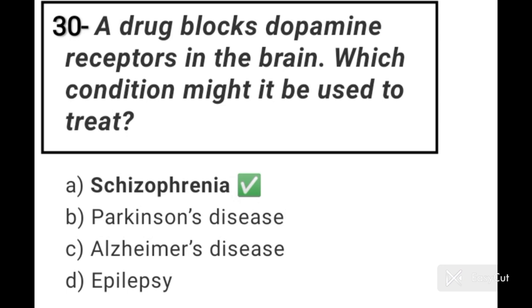So a person with schizophrenia has trouble with thinking clearly or connecting with others.